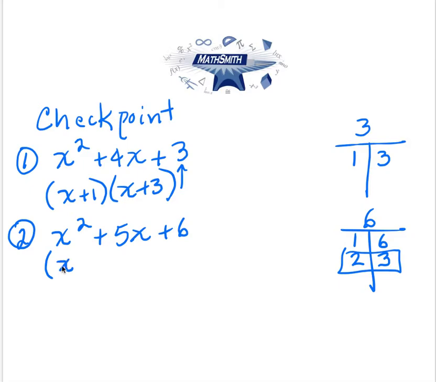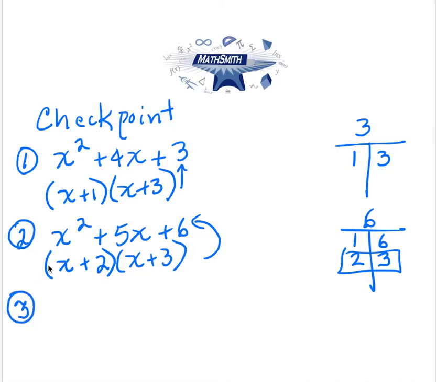So I'm going to have x plus 2 times x plus 3. And if I refoil this, I will get back up to here. X times x, there's my x squared. X times 3, that's 3x. 2 times x, that's 2x. That's my 5x. And then lastly, 2 times 3 is 6.